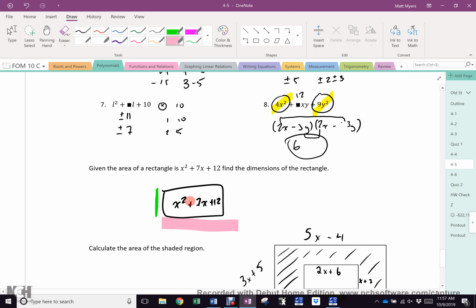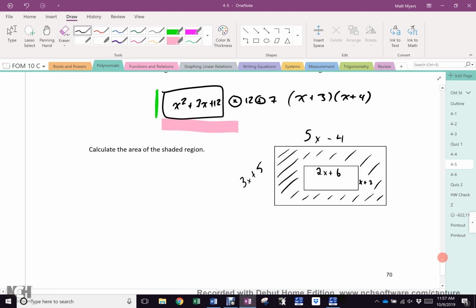So, how will we find the length and the width? Absolutely. And to figure out that question, I would need to multiply to what? And add to what? Seven. So what is it? 4 and 3. x plus 3. What she said. x plus 4. All right.